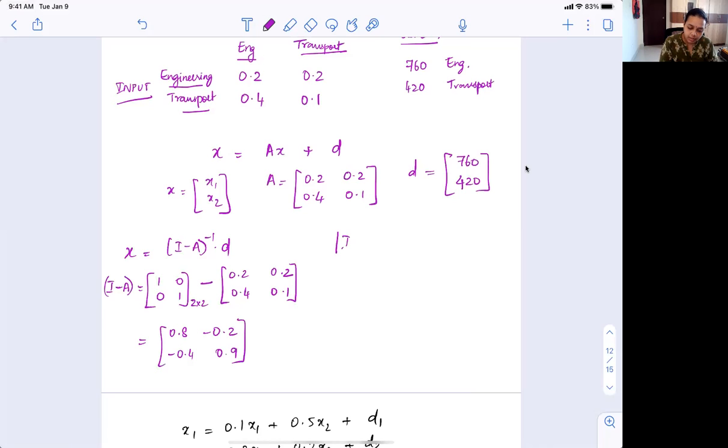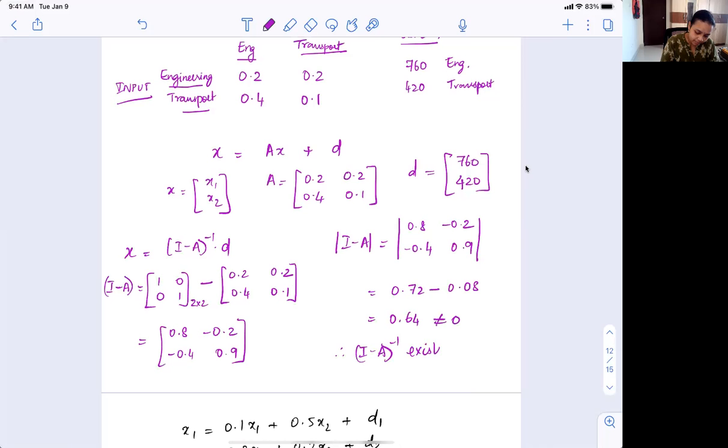So let's do the determinant of I minus A. So this will be 0.72 minus 0.08. And that is actually 0.64, which is not zero. Therefore, (I minus A) inverse exists.